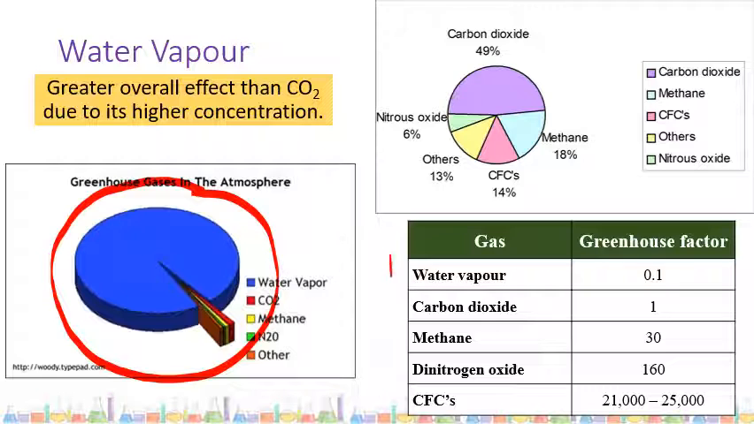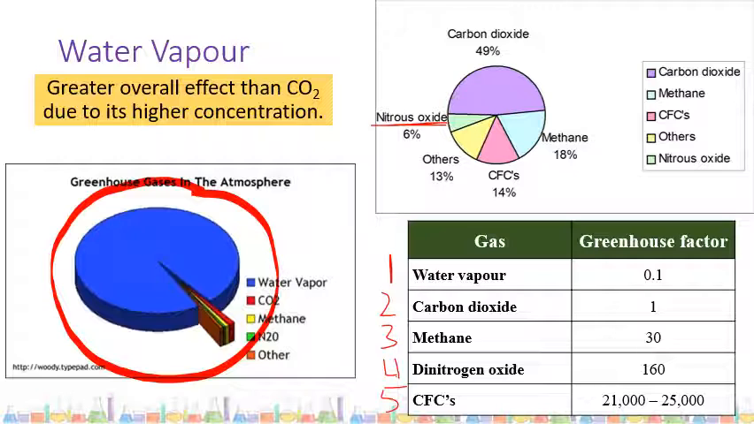So that's number one. You need to learn them off in this order. Number two, the second biggest effect, I should say, is carbon dioxide. The third is methane. Fourth is dinitrogen oxide, also called nitrous oxide. And the fifth is CFCs. So that's the order in which they have the biggest impact.